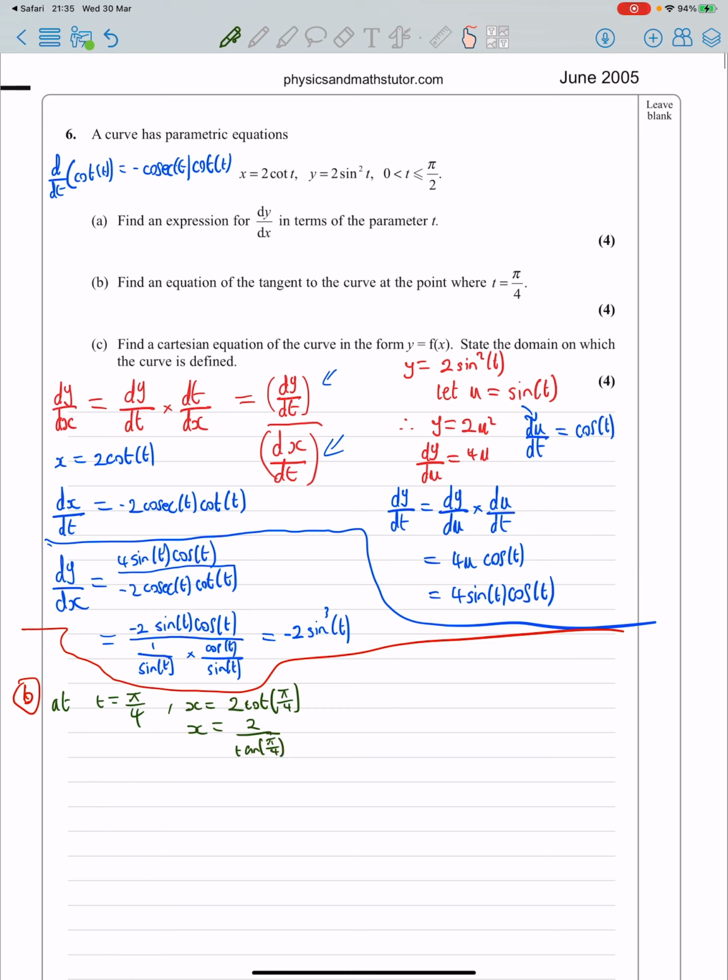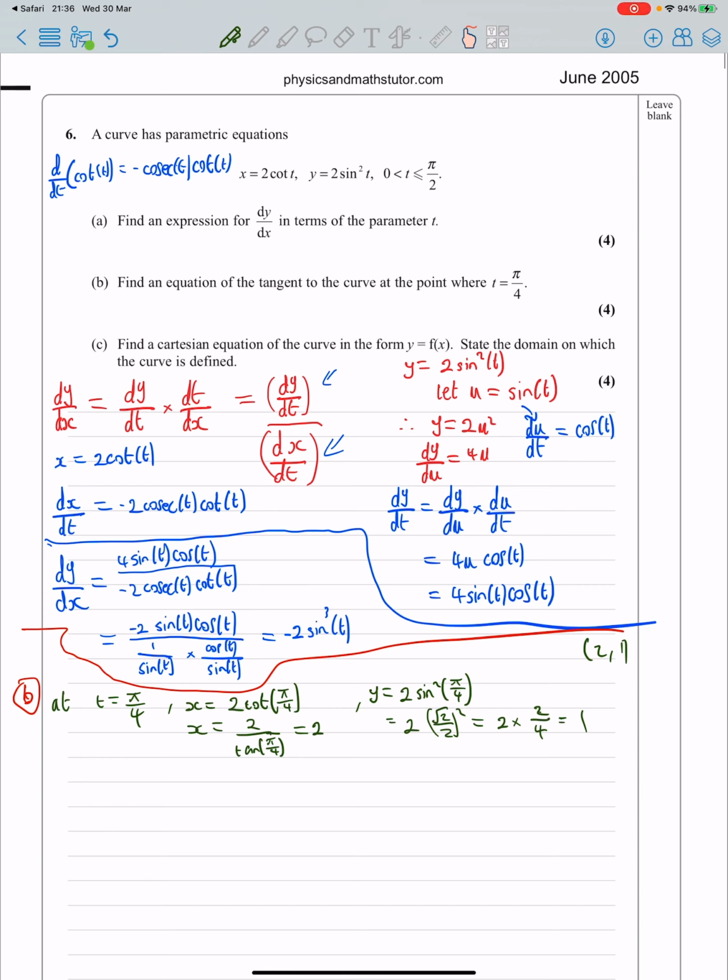And tan of pi over 4 is just equal to 1, so that's actually just equal to 2. So we've got the x coordinate as 2. And in particular, we also know that y is going to be 2 sine squared pi over 4, where sine of pi over 4 is root 2 over 2. So that's equal to 2 times root 2 over 2 squared, which equals 2 times 2 over 4, which is equal to 1. So we've essentially got the coordinate 2, 1. So that's the first thing that we've worked out.